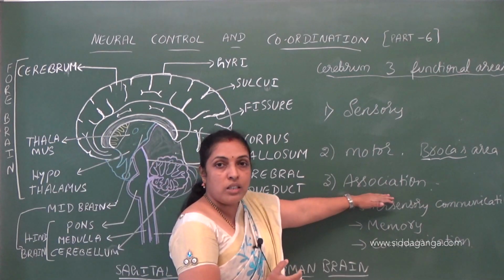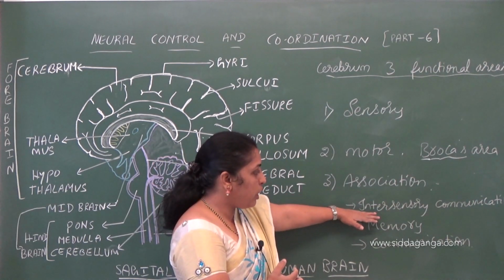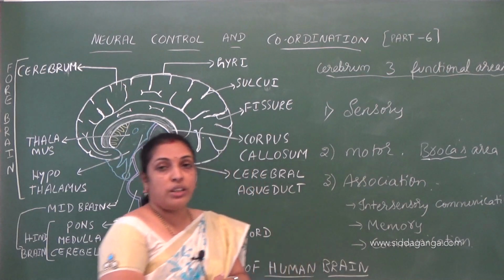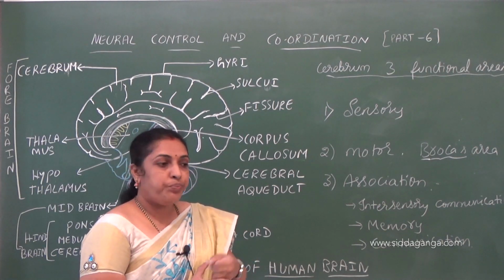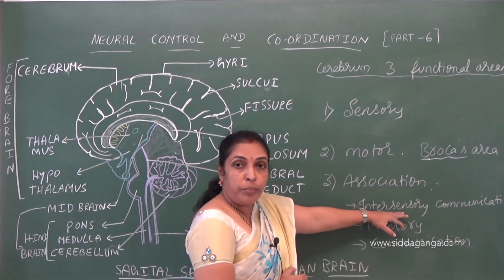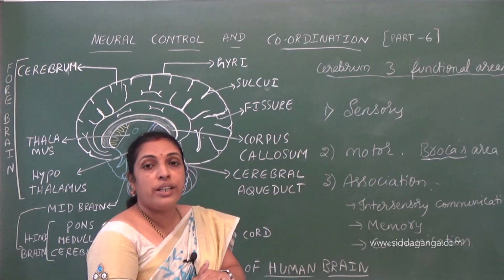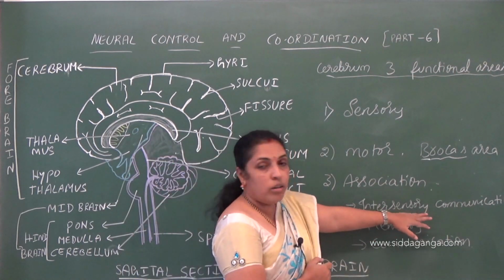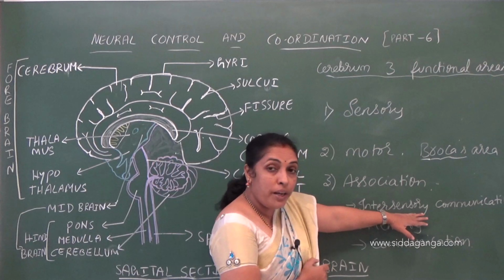These association areas perform functions like intersensory communication, memory and communication. Intersensory communication means the sensory impulses carrying smell, touch, visual, all the sensory impulses are taken to the brain, where they are associated and interconnected with each other so that they can be interpreted properly.